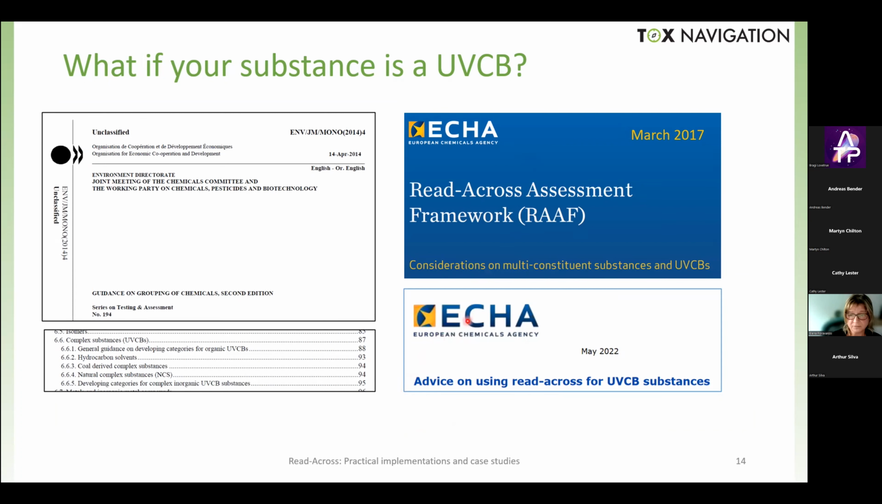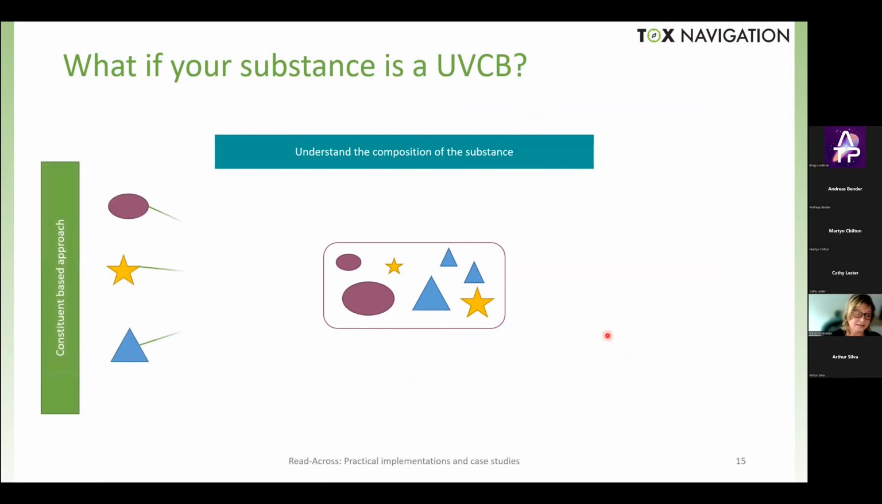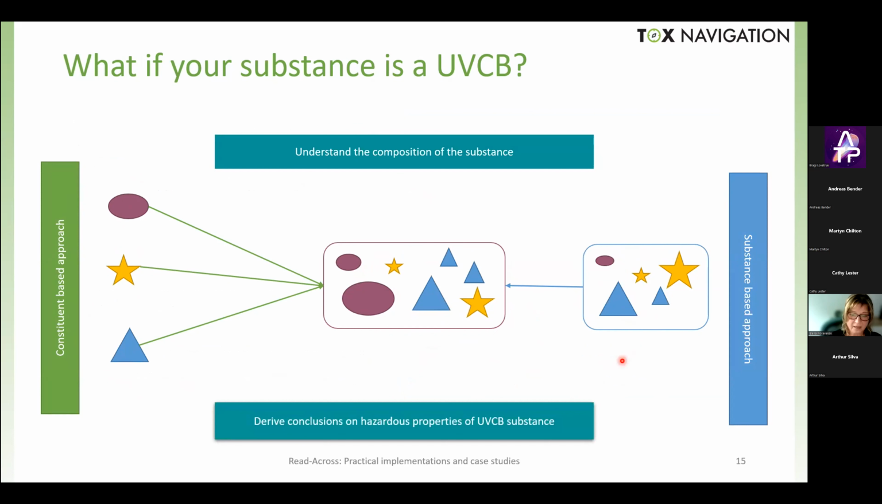So you have two documents here. One is very recent, from 2022. And the approach that you can apply is literally, either you use the constituents of the UVCB and the data that you have for the constituents to read across to the whole substance, or you use another substance that is similar to your target substance, and you read across the available information from this substance.